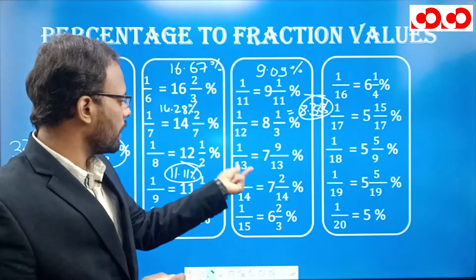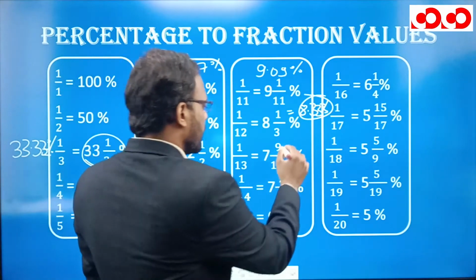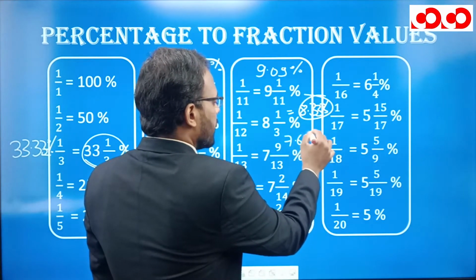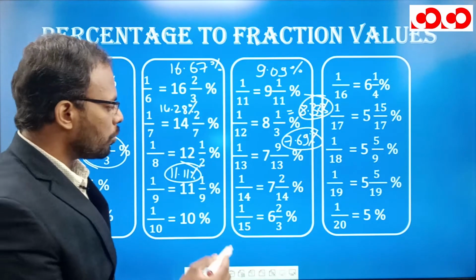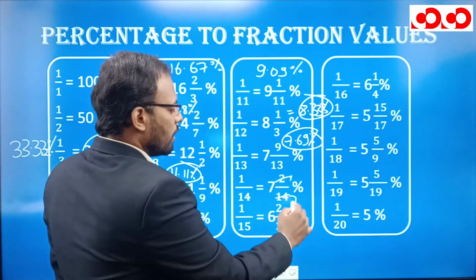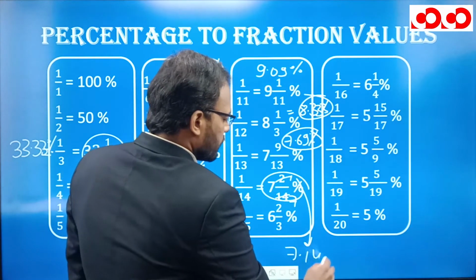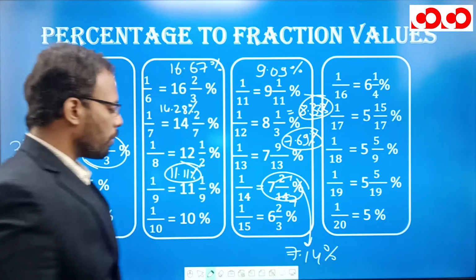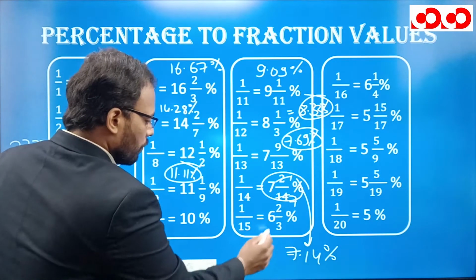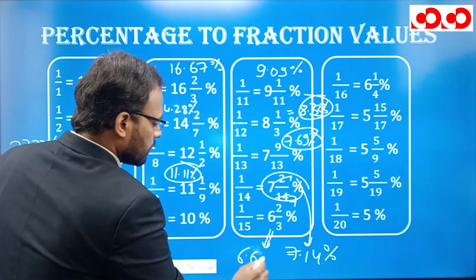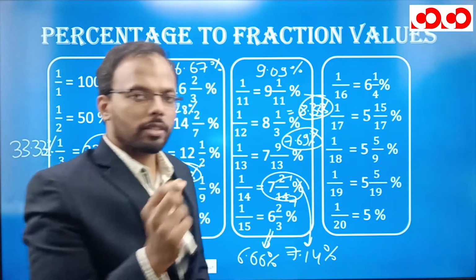Then we have 1 by 13, which is 7 9 by 13, which can be written as 7.69 percentage, right? Then we have 1 by 14, which is 7 2 by 14, or 7 1 by 7 as well, which is equal to 7.14 percentage, right? Then 1 by 15 is 6 2 by 3, which is equal to 6.66 percentage approximately.